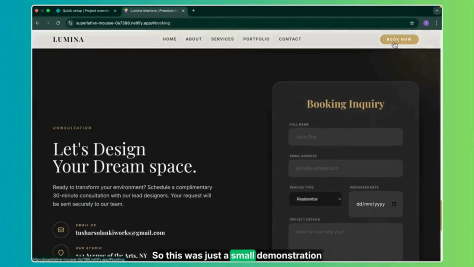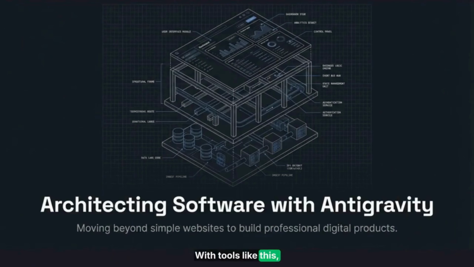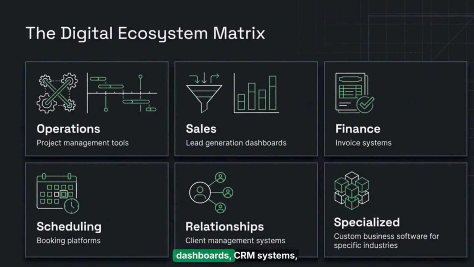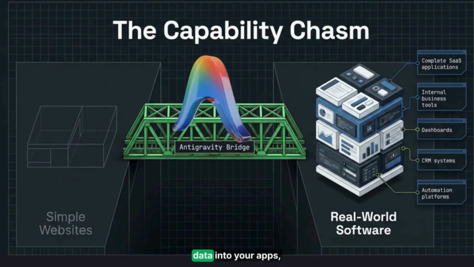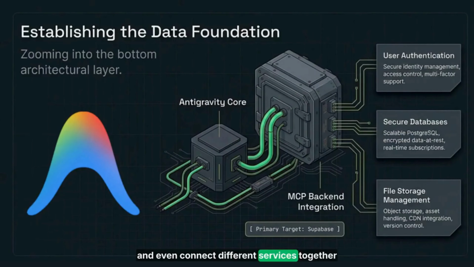So this was just a small demonstration of what you can actually build using Anti-Gravity. With tools like this, you are not limited to simple websites. You can build complete SaaS applications, internal business tools, dashboards, CRM systems, automation platforms, and many other types of real-world software. You can connect APIs to bring external data into your apps, integrate MCP backends like Supabase to handle authentication, databases, and storage, and even connect different services together to create powerful workflows.